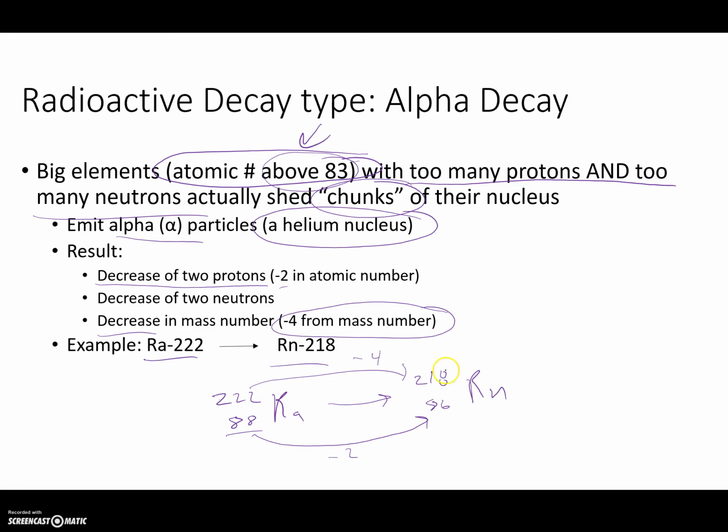Now, radon, if you'll notice, also has an atomic number above 83, so it would actually end up undergoing another alpha decay until it got down below that atomic number of 83. So we can undergo multiple decays, and we'll learn about that later.